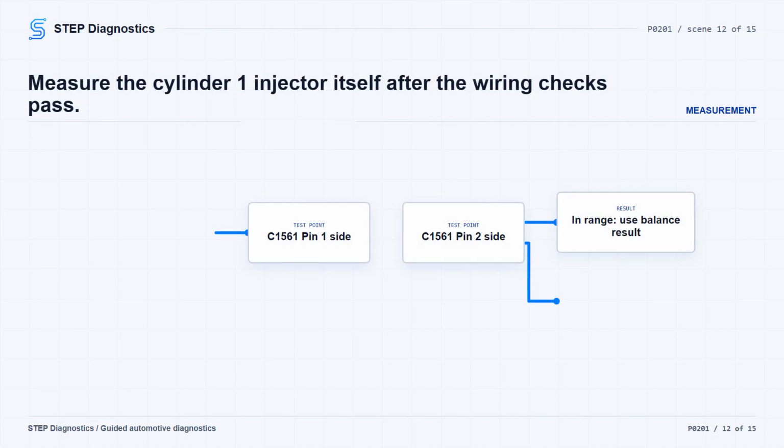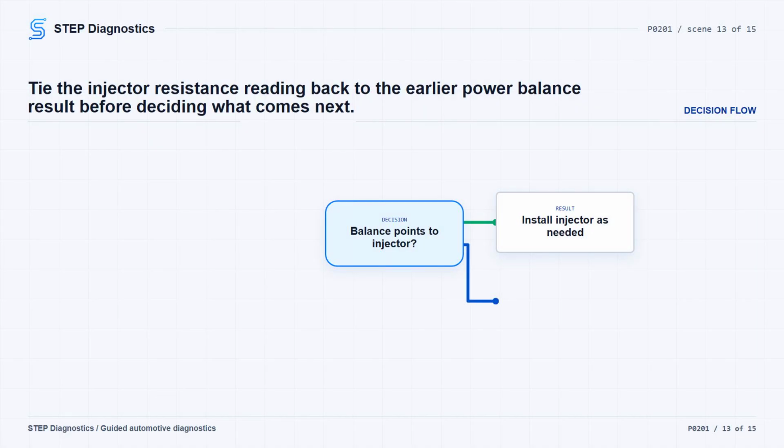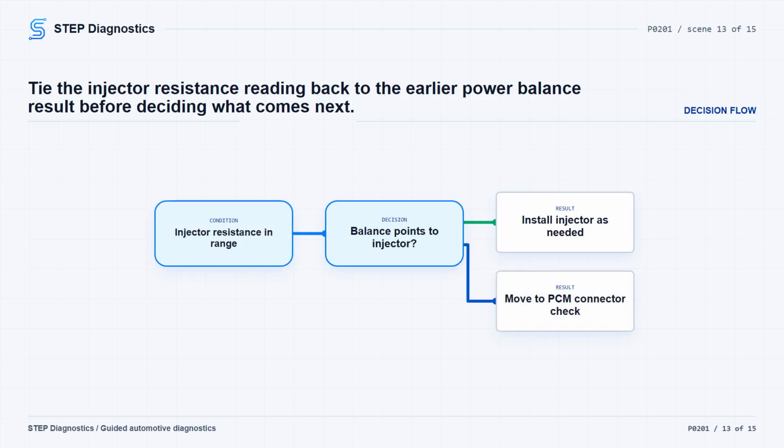If the wiring passes, check the injector resistance at the component side between C1561 pin 1 and C1561 pin 2. The injector needs to be between 1 ohm and 3 ohms. If it is outside that range, install a new fuel injector, reset KAM, and repeat the self-test. If it is within 1 ohm to 3 ohms, but the earlier power balance test pointed to a fuel injector concern, install a new fuel injector as necessary, reset KAM, clear the PCM codes, and repeat the self-test.